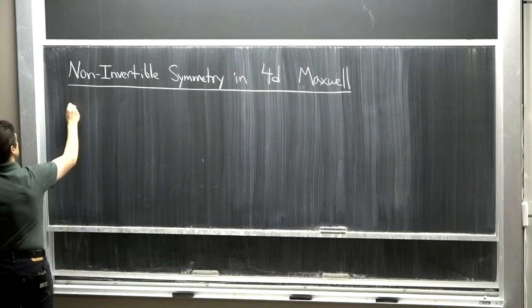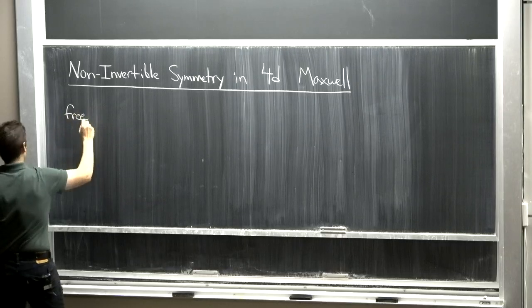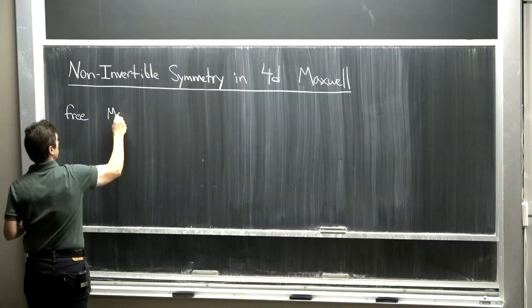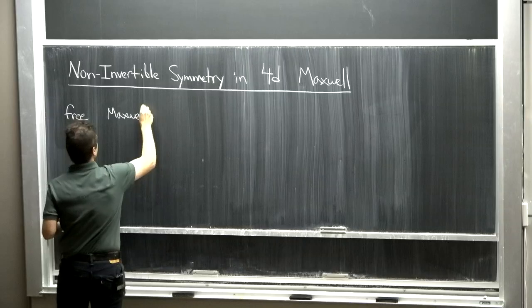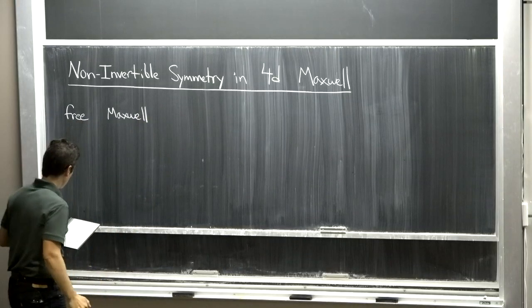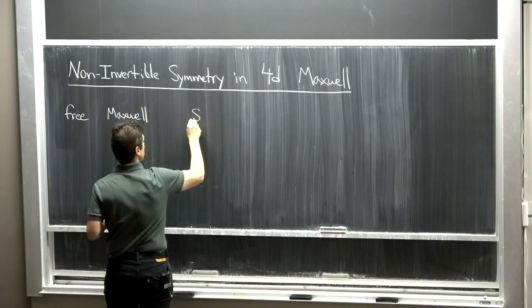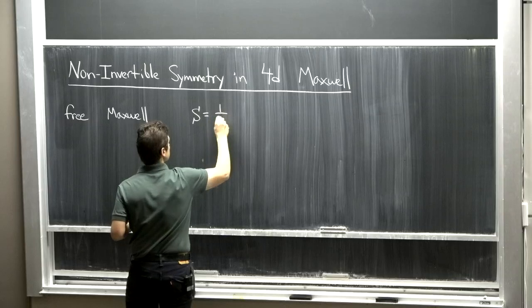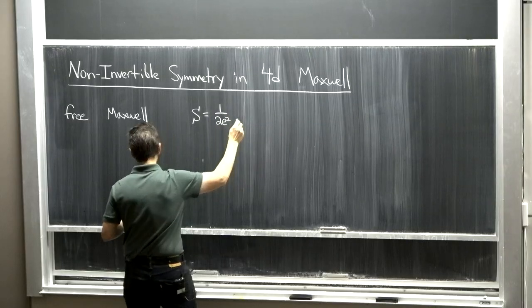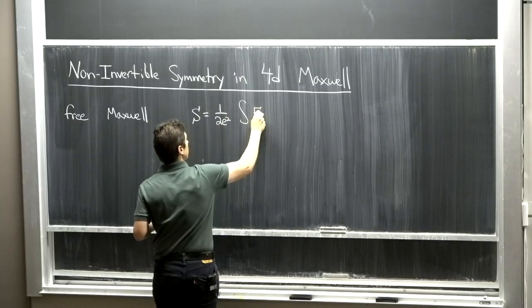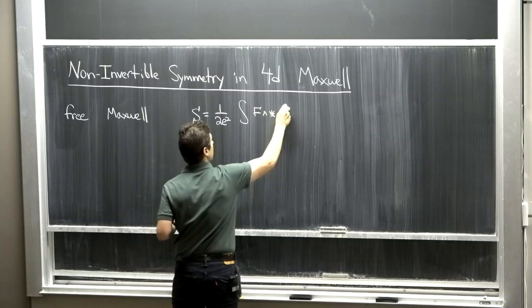Okay, so today's first lecture, remember you got me twice today, so buckle up, is free Maxwell theory in 4 space-time dimensions. So S is 1 over 2 e squared integral f wedge star f.